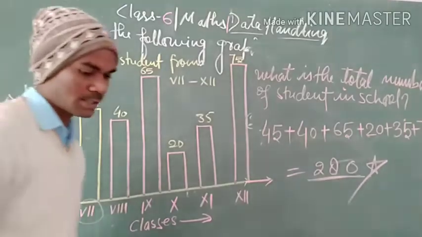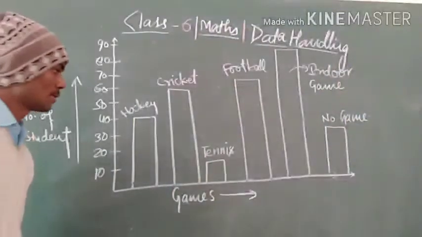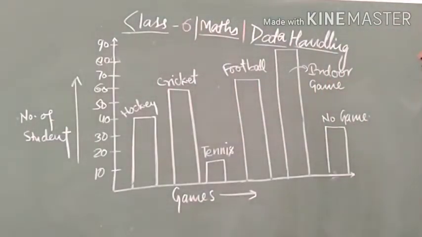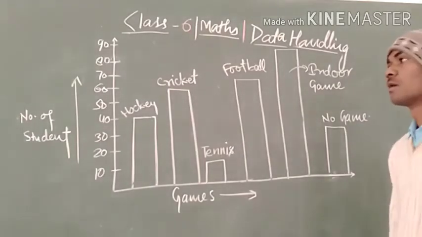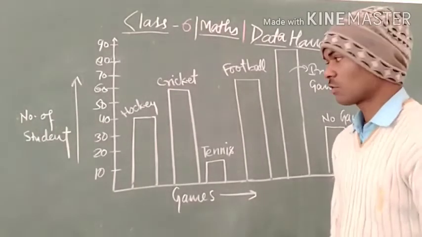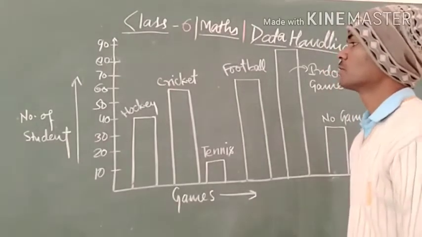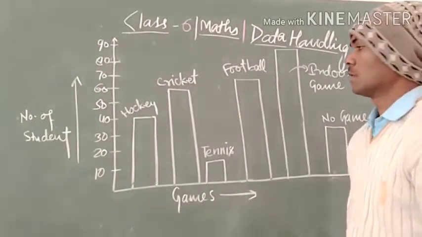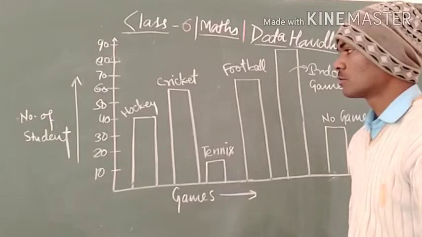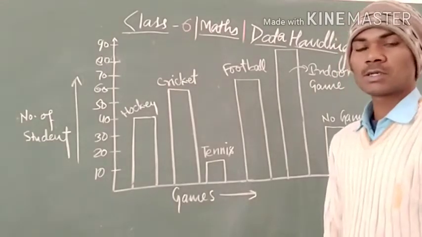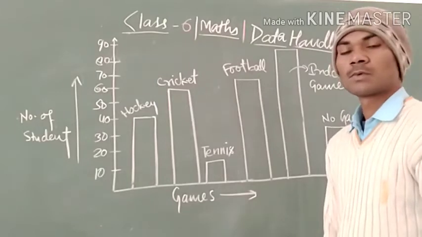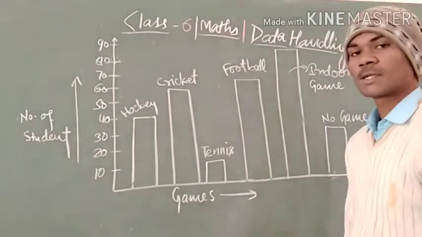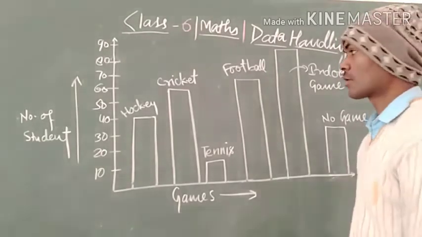Okay students, now let us see the next question. Here a question is given. Study the following graph and answer the question. In this graph, the data is represented by a bar graph, and this graph shows the information about the various games liked by a certain number of students.